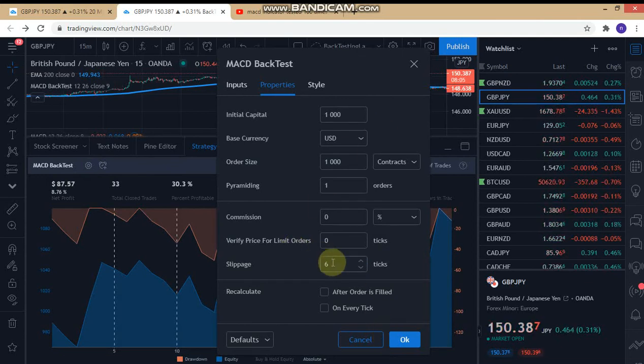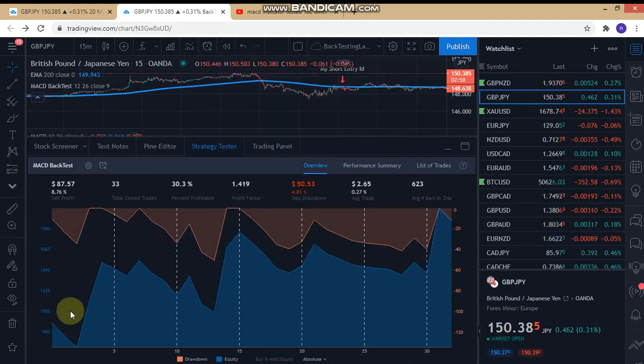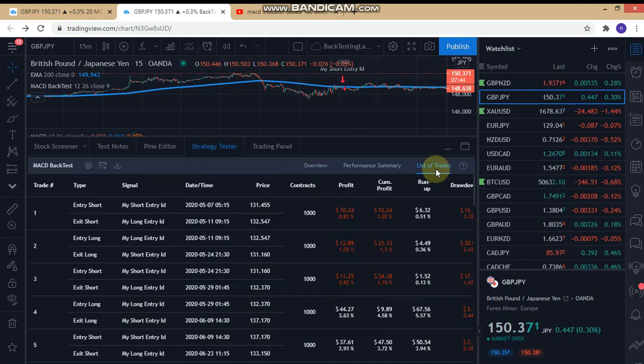That's a very low spread. It should probably be closer to 1. We'll just be generous and let's stick at 6. And so now you've got an 8.7% profit with a 4.8% drawdown. It's not that good.